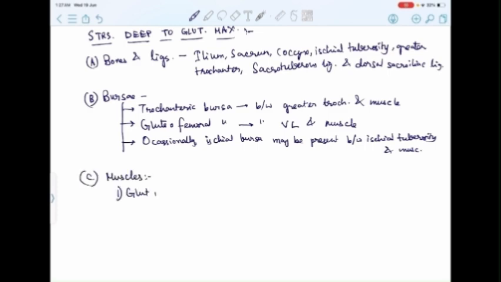First, 2 little brothers of gluteus maximus, that is gluteus medius and minimus. Then we have the piriformis, very important viva question. Key muscle of the gluteal region.